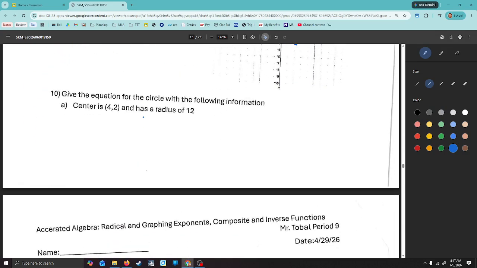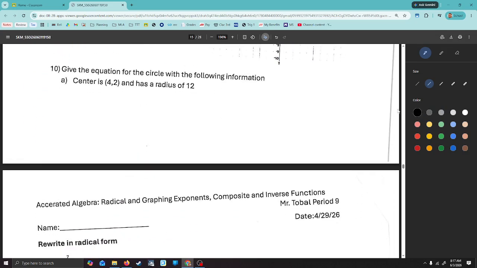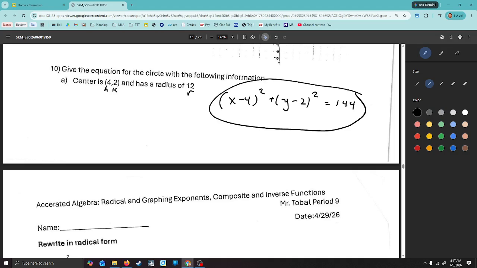All right, give an equation for the following scenario. The center is 4, comma 2, and the radius is 12. Since this is my h, this is my k. My radius is 12, so that means my r is 12. Because that means when I plug in the formula, it's going to be x minus 4 squared plus y minus 2 squared equals 12 squared, so 144. Because it's a normal number, you actually square it out.